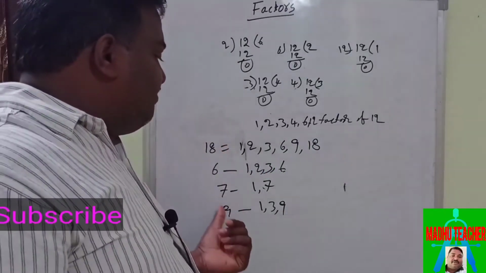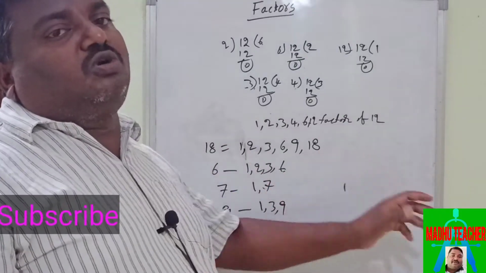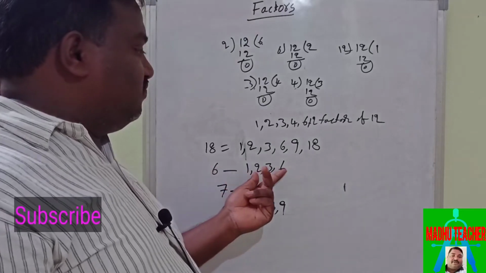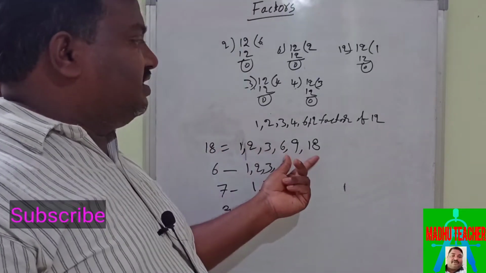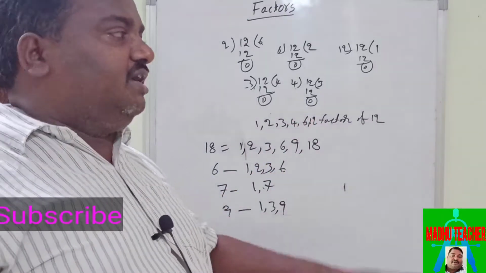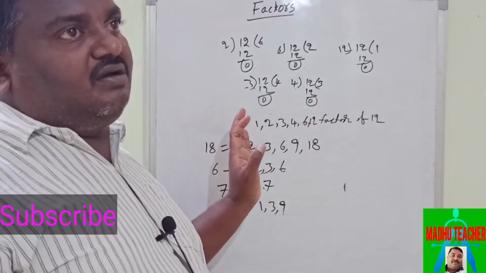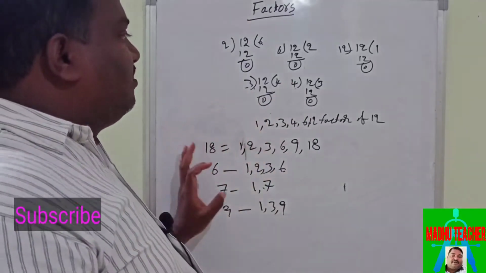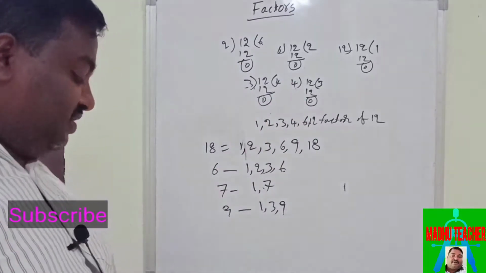Next, every number has a countable number of factors. For 12, it has 1, 2, 3, 4, 6, 12. How many? 6 factors. Like this, every number has a countable number of factors. Okay, these are the conditions of factors.